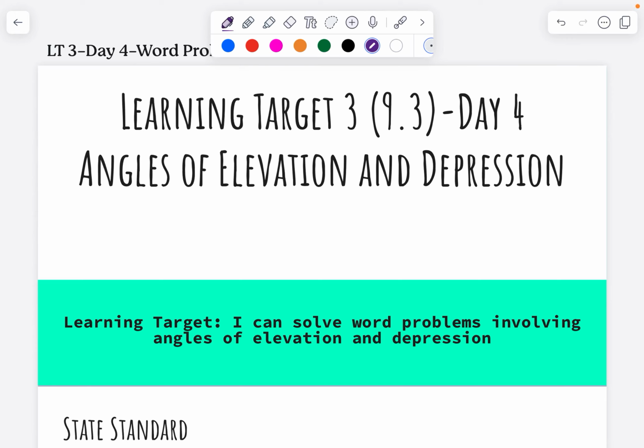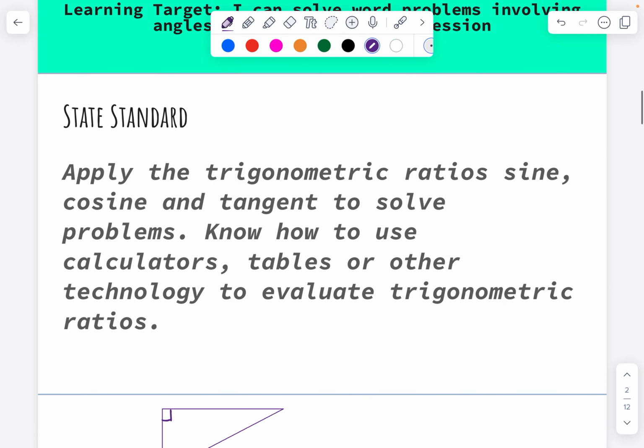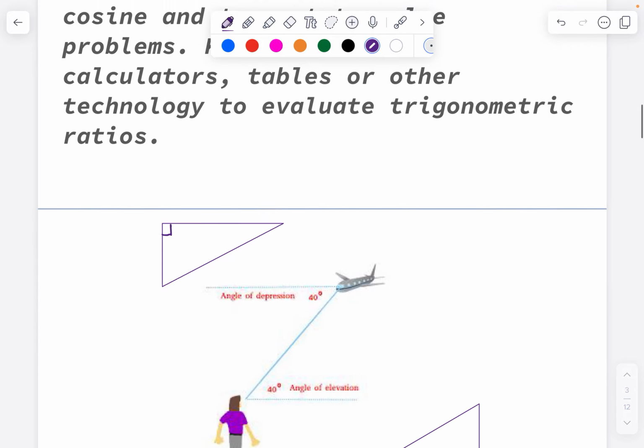Hello friends, today we're going to talk about word problems involving right triangle trig. Our learning target: I can solve word problems involving angles of elevation and depression. Our state standard: apply the trigonometric ratios sine, cosine, and tangent to solve problems. Know how to use calculators, tables, or other technology to evaluate trigonometric ratios.